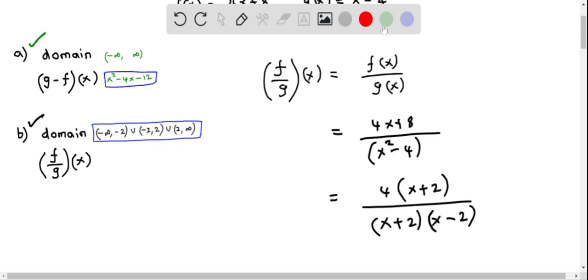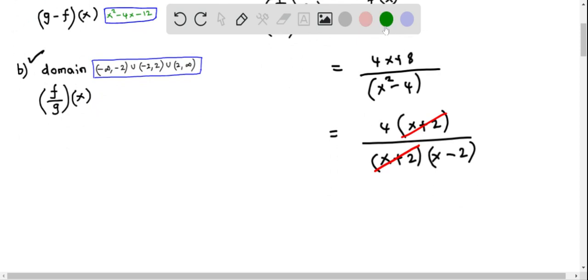We now cancel out the common terms from the numerator and the denominator. This x plus 2 will get cancelled. So finally, we are left with this expression, that is 4 over x minus 2. Therefore, f by g of x equals 4 over x minus 2.